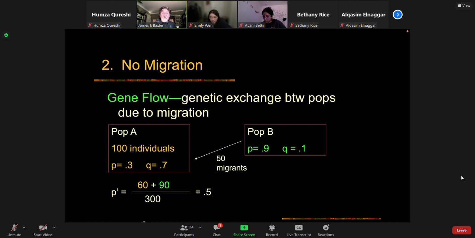Allele frequencies changed. And if we do the same argument with Q, Q prime is after migration. Of our 200 alleles in population A, 70% happen to be the recessive allele, so 140. And of the 100 alleles that our migrants are bringing in, 10% are the recessive allele. That's 10 out of the total, and that works out to 0.5 as well. So you see, just by migration, gene flow, we do change the genetic structure, when we define the genetic structure as change in allele frequencies.